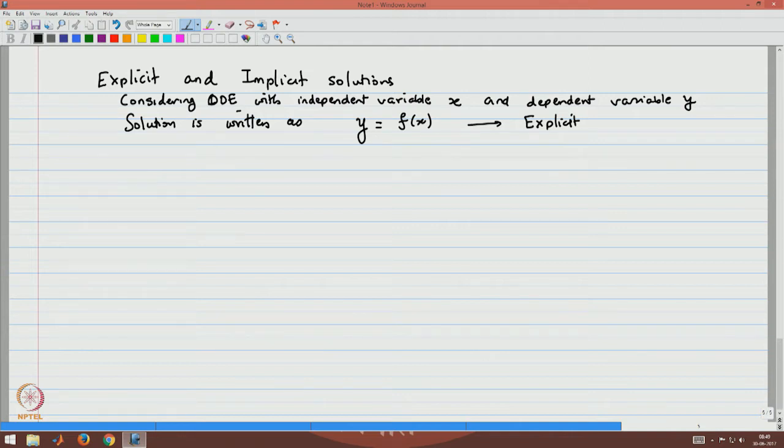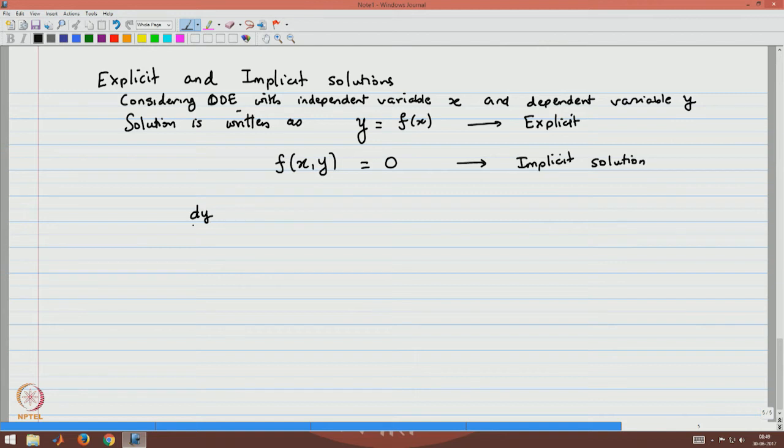In other cases, sometimes you cannot write it in this form. Sometimes the solution of the differential equation might have a form where y and x cannot be separated out. You might get some function f of x y equal to 0, an implicit solution. We will see some examples of explicit and implicit solutions soon, and you will encounter these quite often during this course.